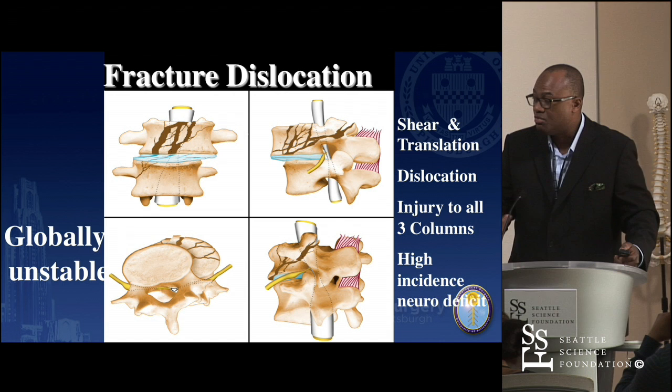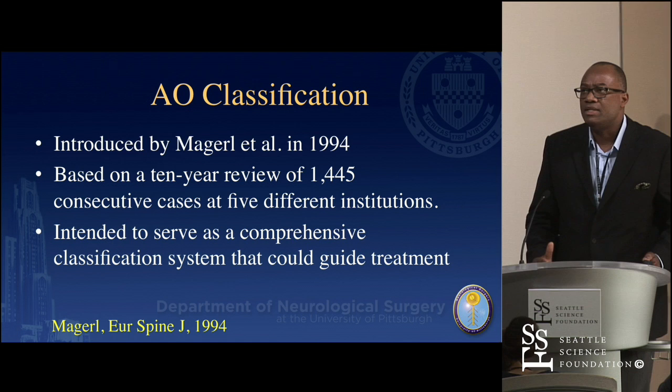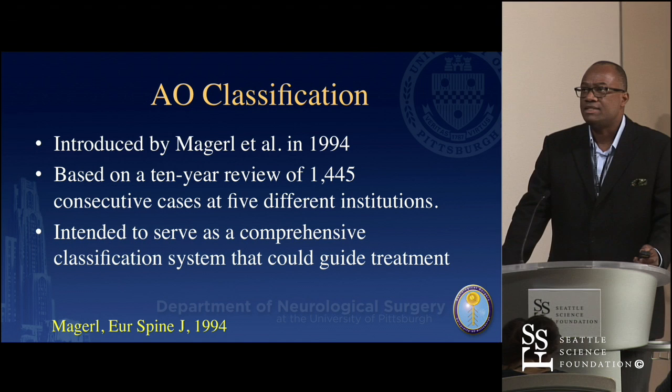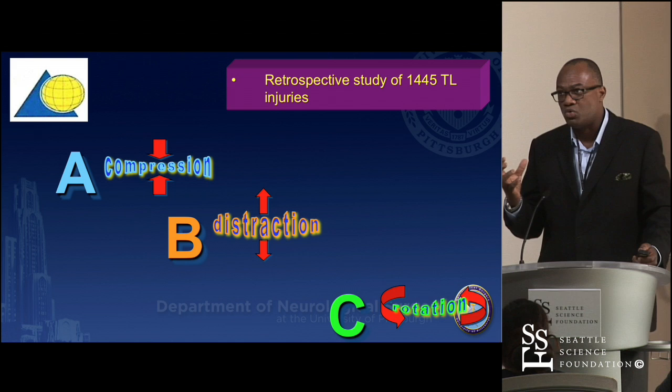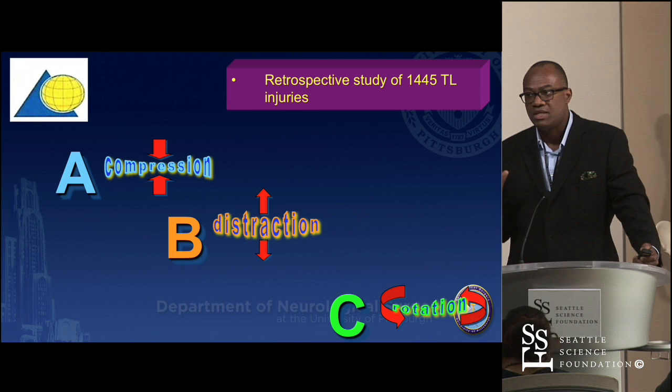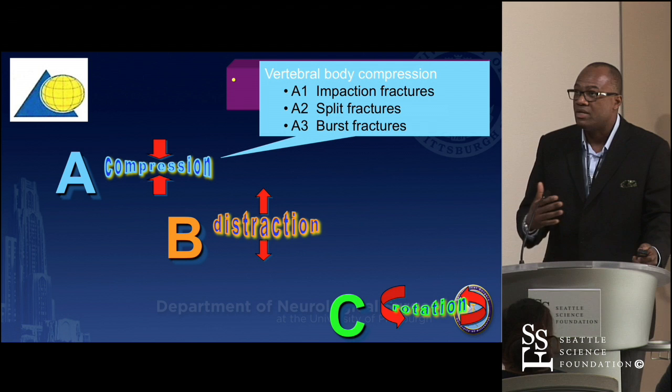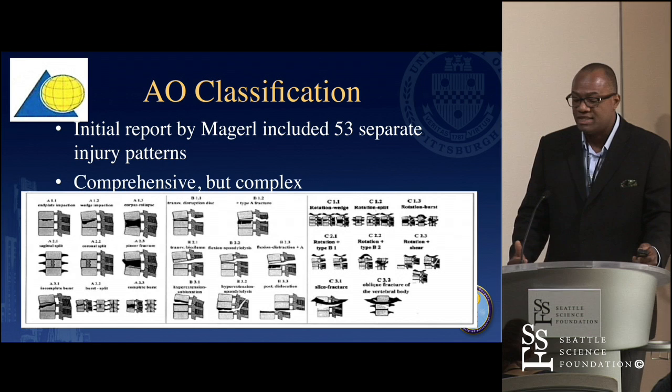As time moved on, the AO classification became widely used, and this started in 1994 based on 1,400 plus cases. And basically it's three major groups: the compression, distraction, and also rotational or resistant to torsion. The newer 2013 classification refers to the C group as displacement and not just resistant to torsion, but literally they were broken down into three and also three other subgroups, till at the point it became an exercise in frustration.